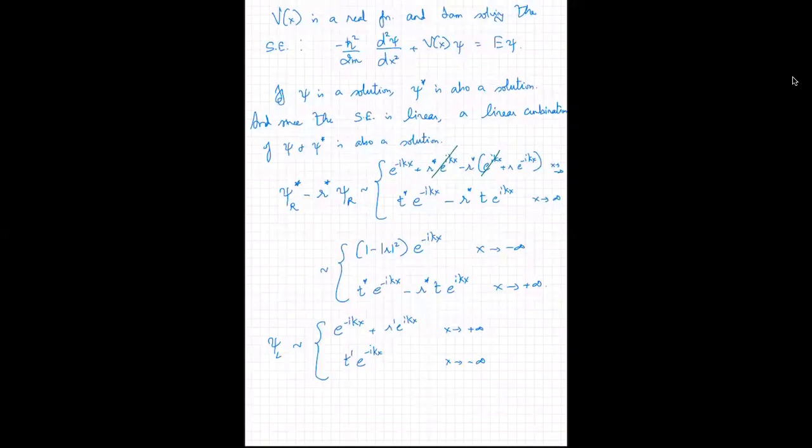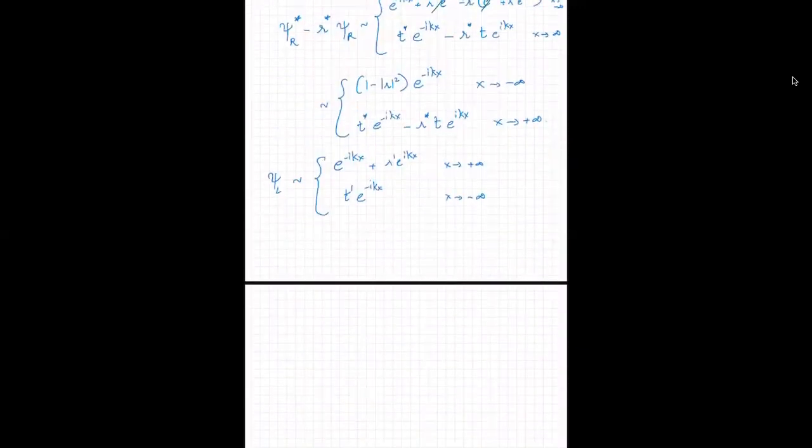So now let us look at the particular combination of the scattering from the right solutions and compare it to the scattering from the left solutions, and you see that they have an identical form. Psi r star minus r star psi r has the form something times e to the minus ikx in the minus infinity region. So does this guy. It has something times e to the minus ikx in the x is equal to minus infinity region. In the x is equal to plus infinity region, the psi r star minus r star psi r has the form t star e to the minus ikx. So something times e to the minus ikx plus something times e to the plus ikx, which is exactly what this guy also has.